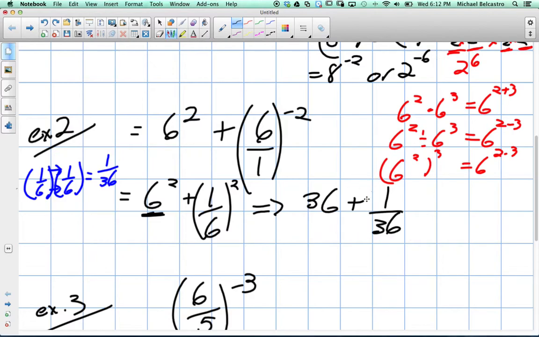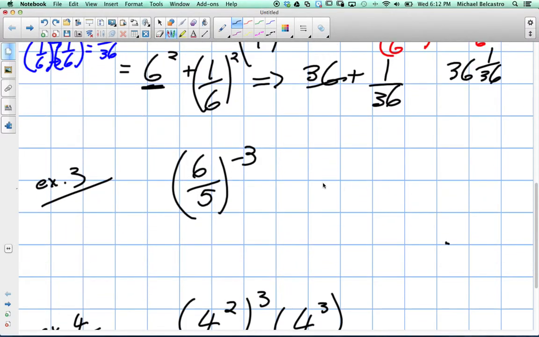So you can make this a mixed fraction or an improper fraction. As a mixed fraction, it would just be 36 and 1/36. But as an improper fraction, I'd have to make this have a denominator of 36 and go through all that work. I'll leave that to you to do if you wanted to, but otherwise this is acceptable. 36 and 1/36 is a possible answer.